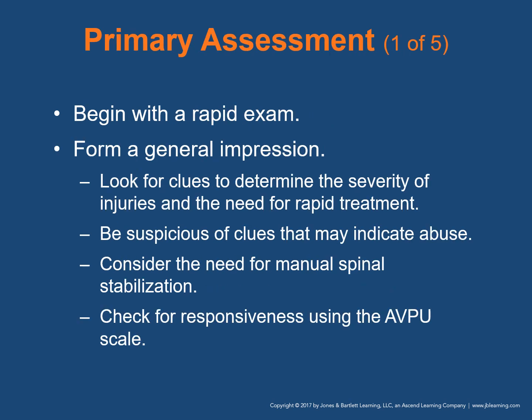Now let's talk about primary assessment. Begin with a rapid exam. Form a general impression and look for clues to determine the severity of injuries and the need for rapid treatment. Be suspicious of clues that may indicate abuse. Consider the need for manual spinal stabilization and check for responsiveness using the AVPU scale. In all patients whose level of consciousness is less than alert and oriented, administer high-flow oxygen via a non-rebreathing mask and provide immediate transport.